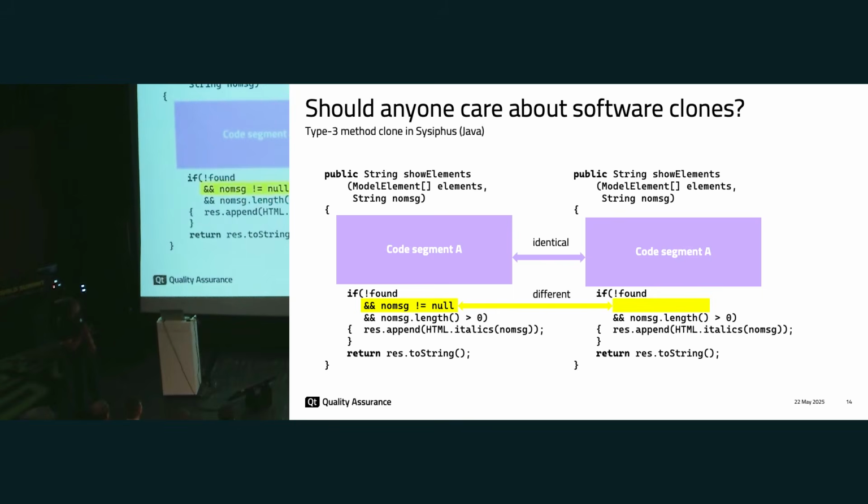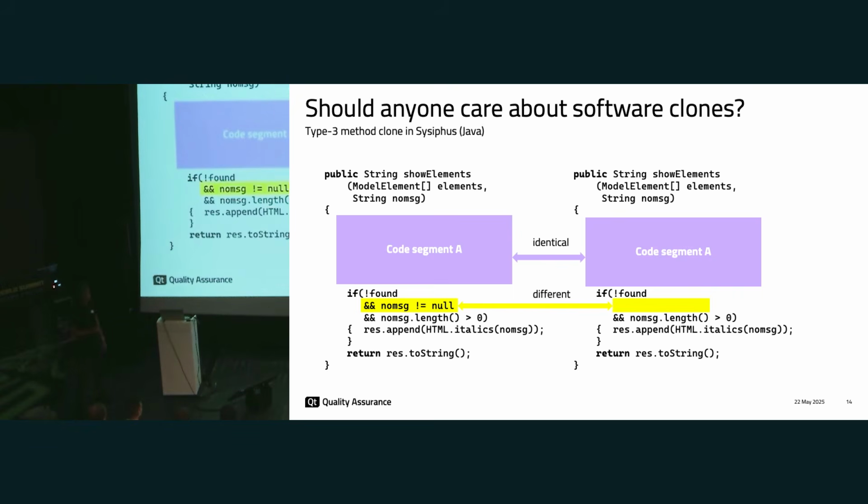We have two methods. They were originally identical in a Java project. They were originally the very same. And during the version history, a developer introduced this line here, but forgot to add the same line into the other instance of the clone. So this line makes sure that the null pointer dereference here does not occur.